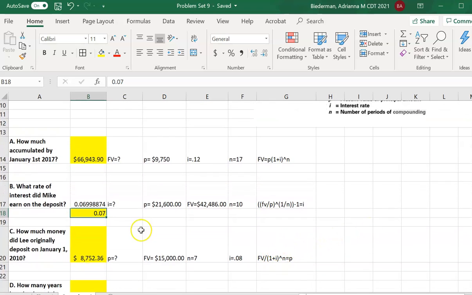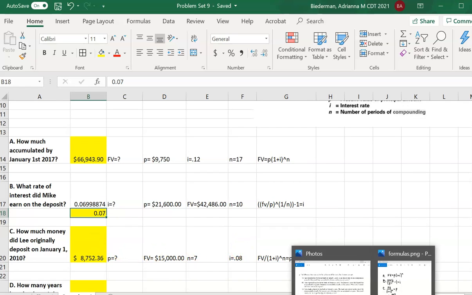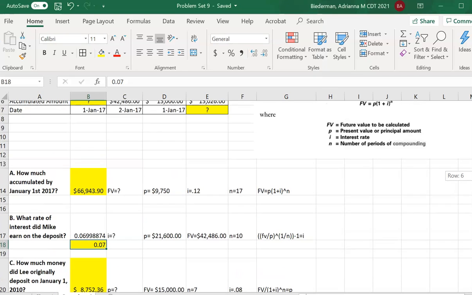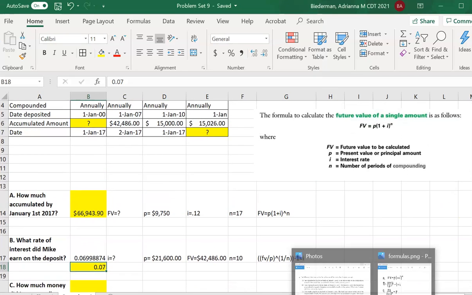This is what it's going to look like when we put it into Excel. These are the values again. I'll pull this up real quick so you can see. This one is pretty simple. You're solving for that original amount. So let's see. We'll come back, bring this up here so you can see it.